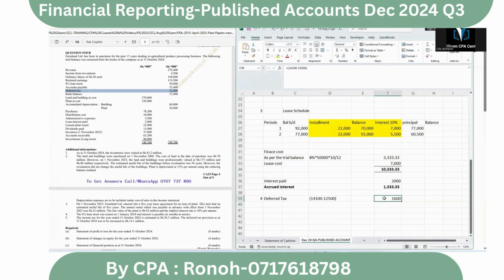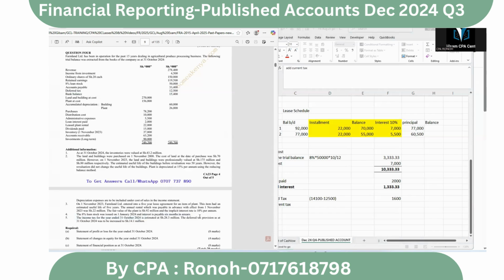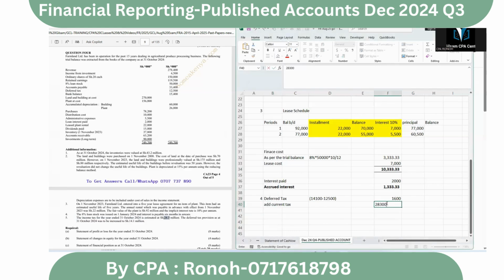This increase, because we said an increase is a liability which you have to pay. So we will add the current tax for the period. How much is our current tax? Have we been given the current tax? The income tax for the year was estimated to be 28,300. That is our current income tax. So add the two. So this is the total income tax we will charge in the P&L.